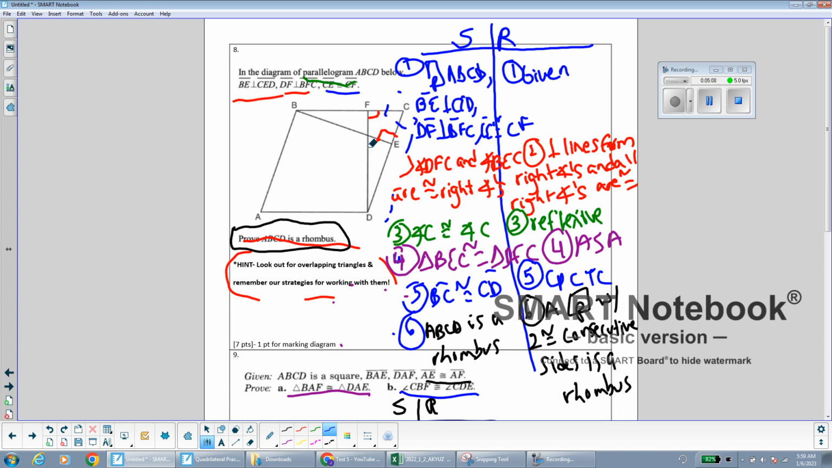Thinking about if I was to focus on these two small triangles, the information that I would have to work with, I have right angles here and here. I just want to draw this in to make it more visible to you guys.